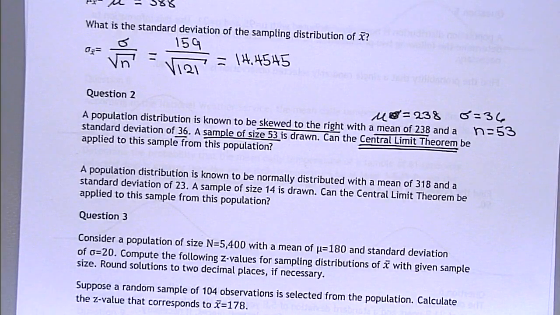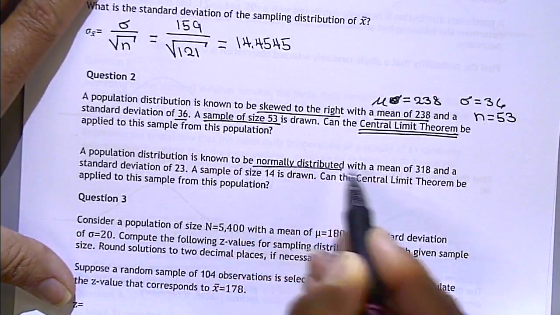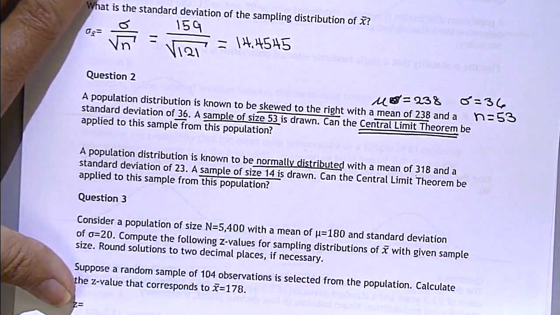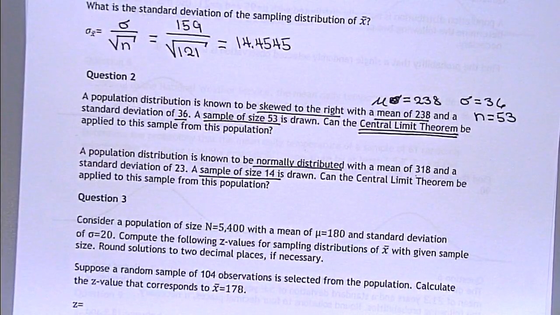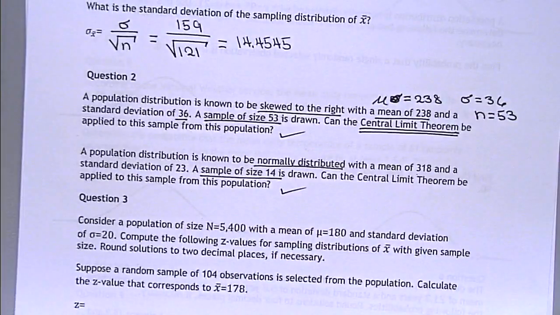Do you understand? You've got to have one or the other. You either have to have a normally distributed population or you're going to have a big enough sample size. That's the central limit theorem. So for the next question, it says it's a normally distributed population, and it tells you the mean and the standard deviation. It says a sample of 14. Well, that's not big enough if the data was skewed. But since the data was normally distributed in the first place, you're okay. This one's okay and that one's okay also. Yes, the central limit theorem can be applied, and we can use the z-table to calculate our probabilities.